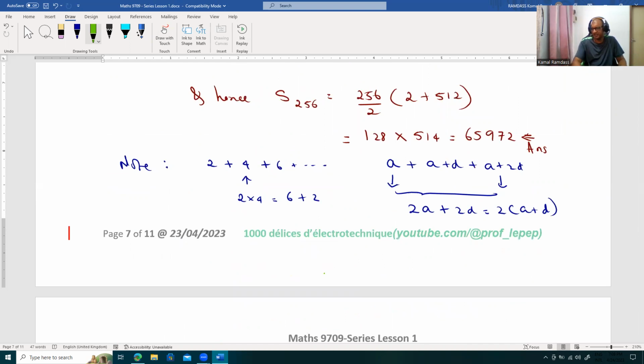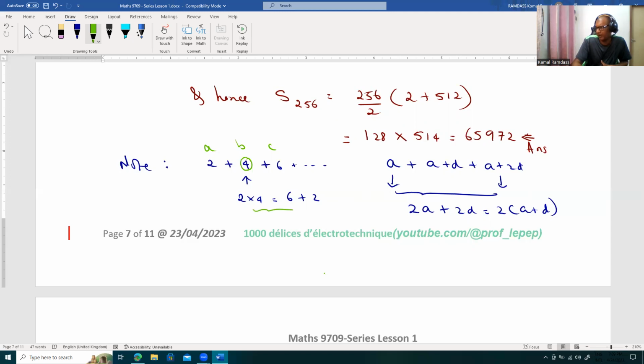2, 4, 6, c'est une arithmetic progression. Nous trouvons que 4, 2 times ça, on appelle ça A, B, C. 2B is equal to A plus C. 2 fois 4 est égal à 2 plus 6. OK? Et ça nous a comprendre.